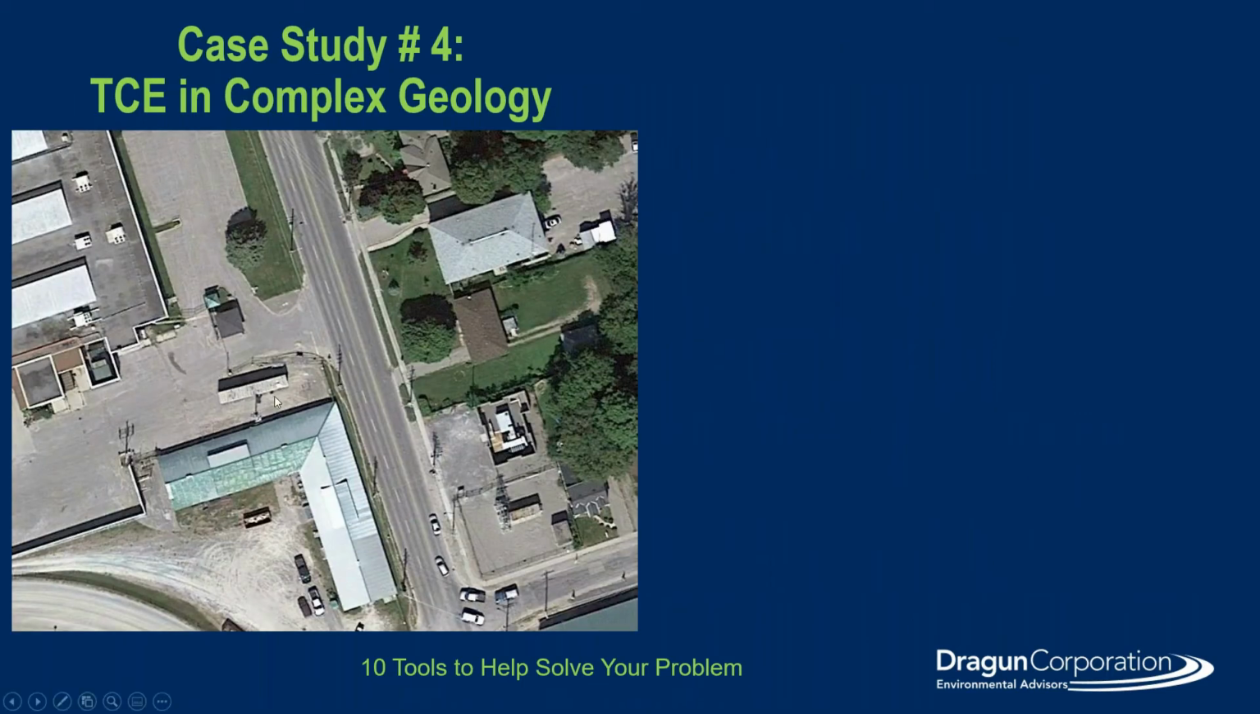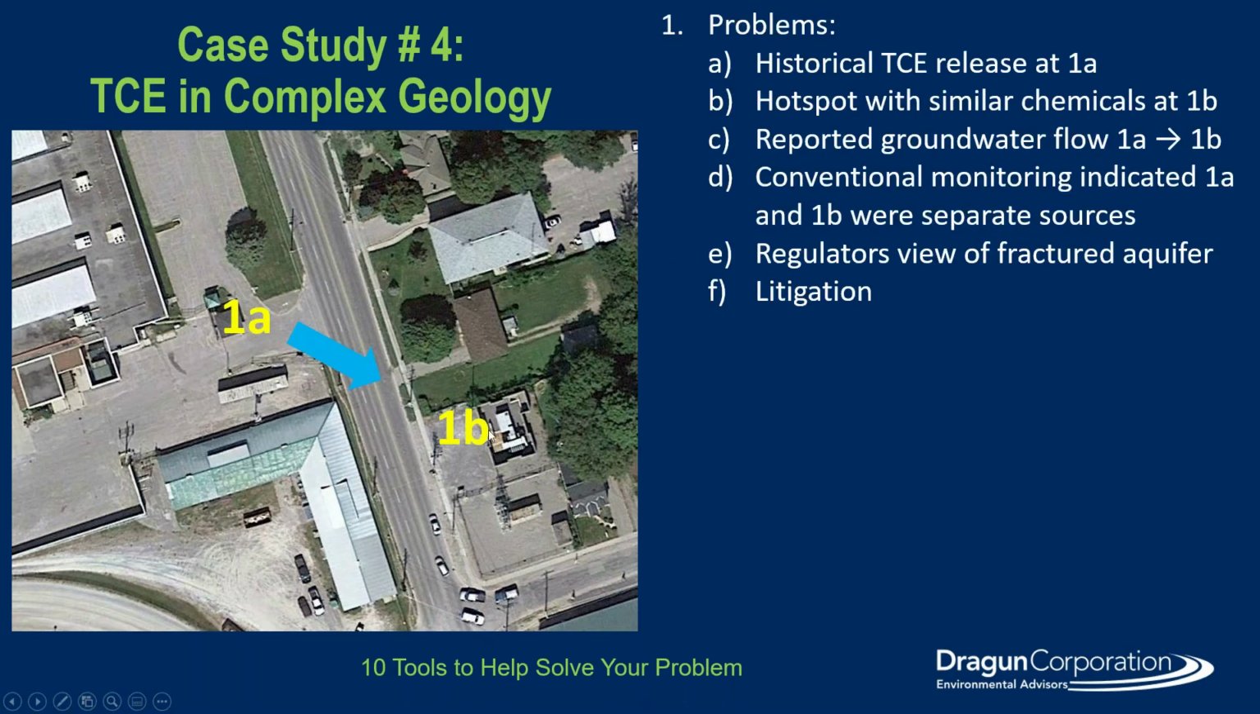The fourth case study is an industrial release of TCE in a complex geology. Our client was at 1A, and they had a release, and they had done cleanup. Groundwater flowed from northwest to southeast. And what we found was there was a hot spot on the other side of the road with similar chemicals at 1B as to what we saw at 1A. Not exactly the same, but similar. And the groundwater went from 1A to 1B.